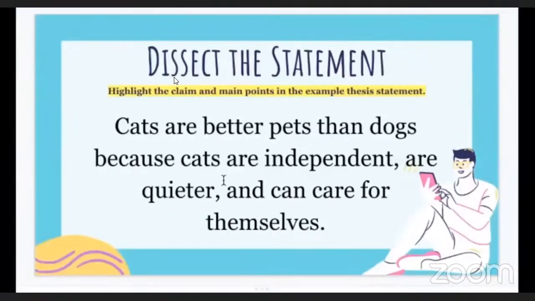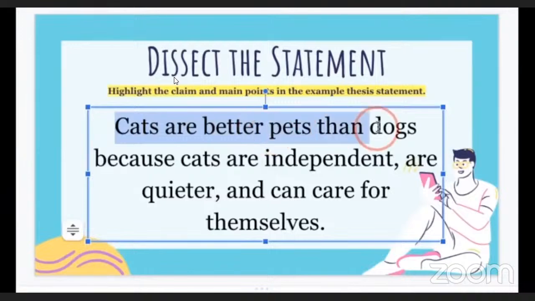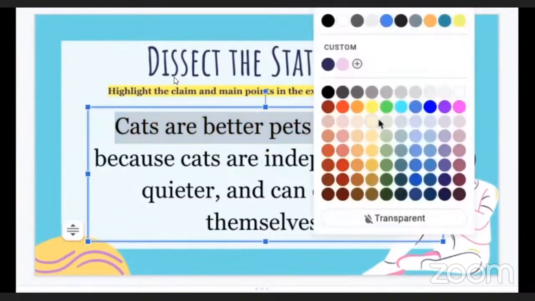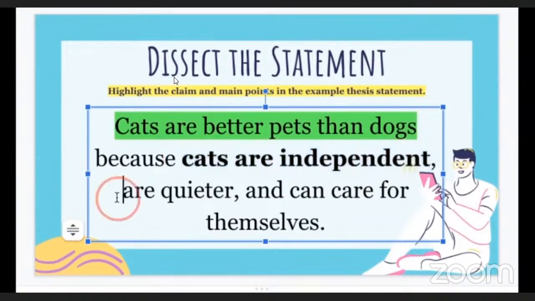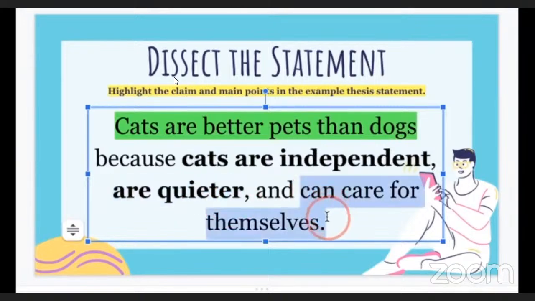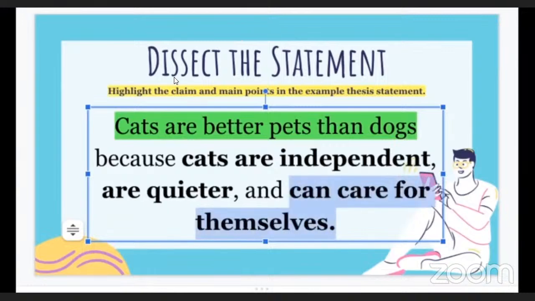So let's look at this. What is the claim here? Cats are better pets than dogs. So that is our claim. I'm going to highlight it in green. And then why are they that? What are the main points here? Cats are independent. I'm going to put that in bold. Are quieter, bold, and can even care for themselves, bold. So we have the claim with our 3 main points.